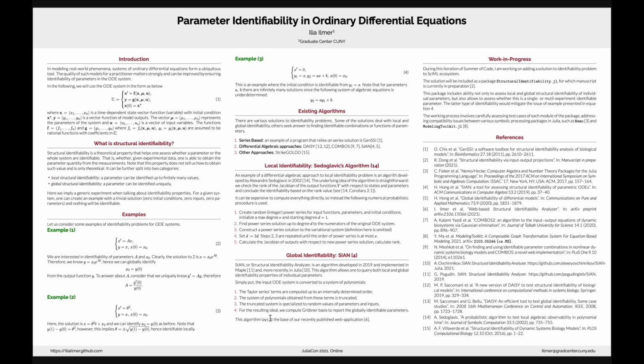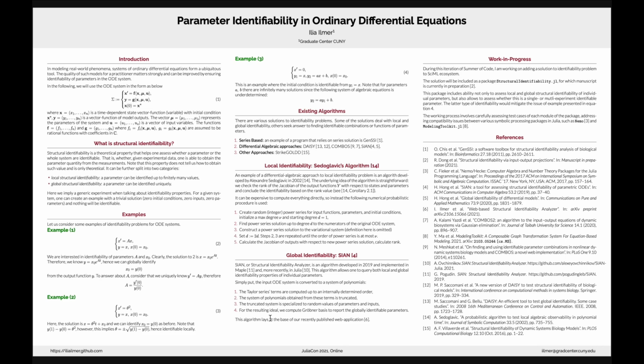For local identifiability, the package uses Sedoglavic's algorithm, which essentially builds a power series solution to the ordinary differential equation, and then uses properties of a Jacobian of the output function. And output functions are essentially measurements that can be done in the lab by a scientist. So to answer local identifiability, these steps are used, and the result is guaranteed with a user-specified probability P.